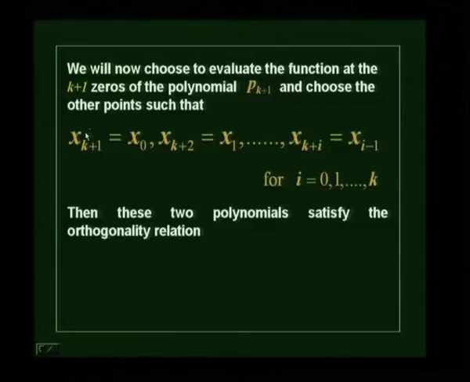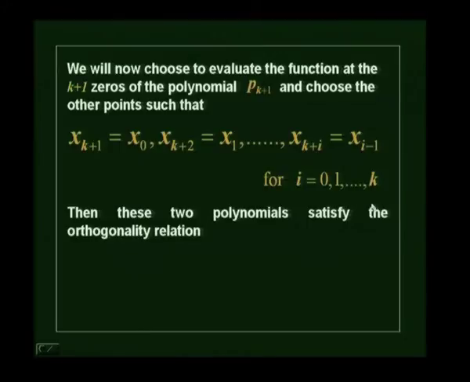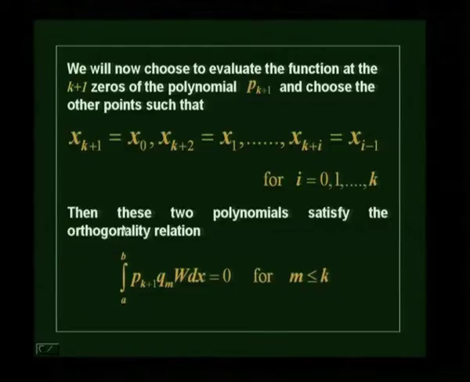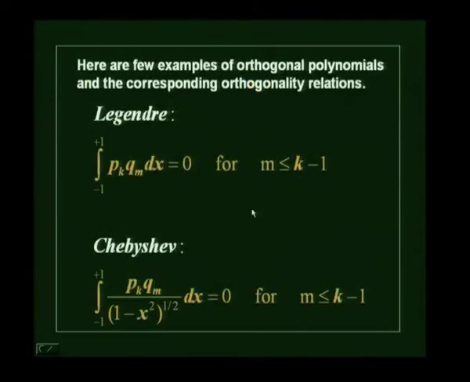We just choose xk plus 1 to be x0, xk plus 2 to be x1, etc., such that the two polynomials not only satisfy the orthogonality condition, but also we can write this quantity, pk plus 1 into qm, as a product of squares, and hence we will have one sign within this interval, and then we get the error in the integral to be of the order of the 2k plus 2 derivative of the function. So, that is a summary of that integral, and then we have some examples.